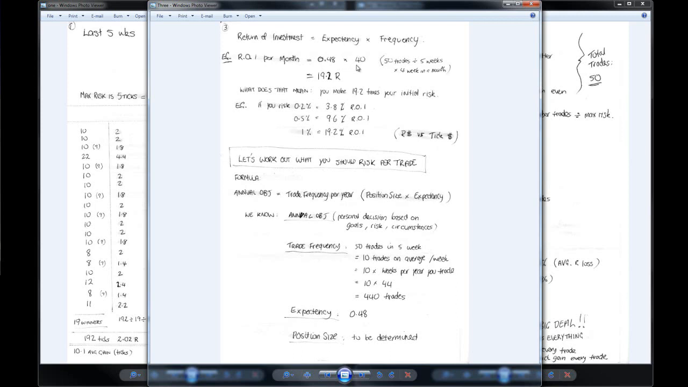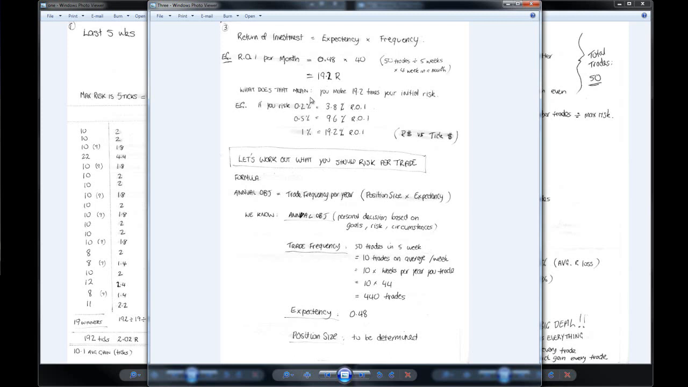Based on what I said before, I took 50 trades in 5 weeks, so on average that's 10 trades a week, so 40 trades in a month. Pretty easy work out. 0.48 times 40 equals 19.2 R. It's not necessarily 19.2%. 19.2 R means I make 19.2 times what my initial risk is. So 19.2 times 5 ticks.